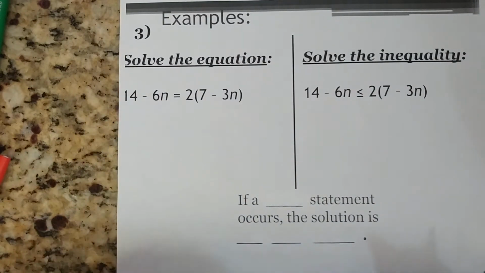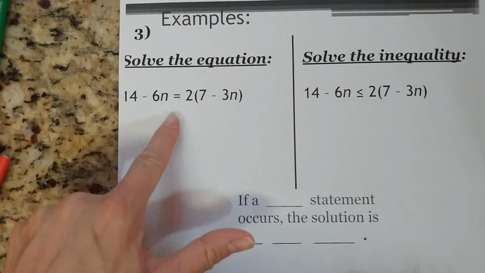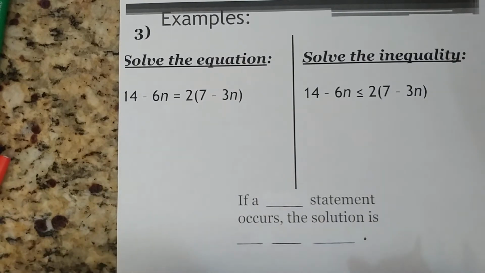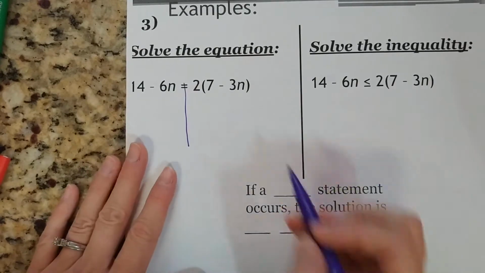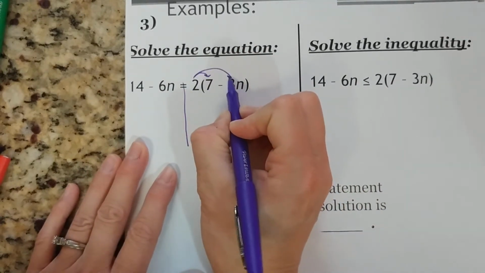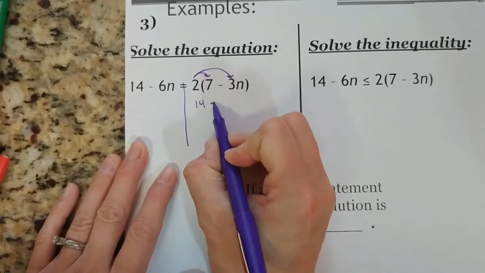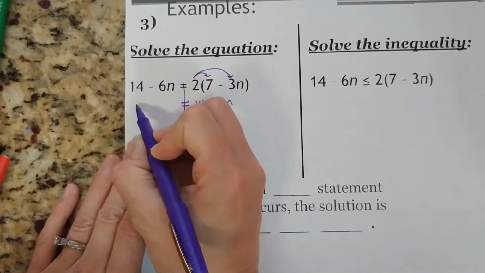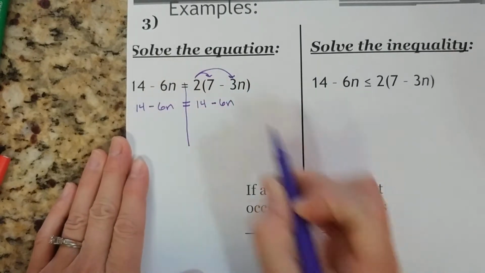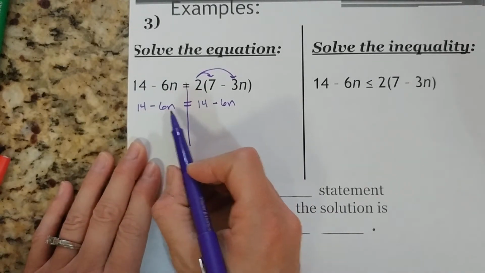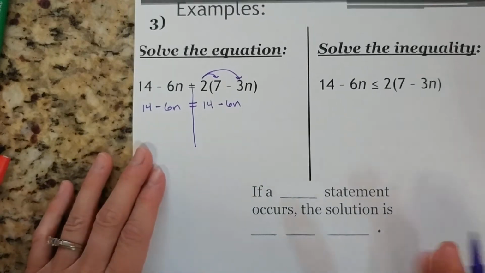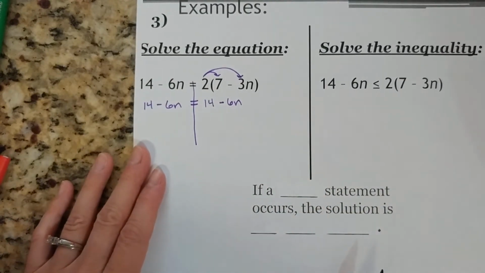So on the left here, there's an equation which you should be completely familiar with solving. So I want you to go ahead and solve it like you normally would in a regular equation. Go ahead. I'll do it, you do it. Already with the first step, I see that I have an identity. 14 minus 6n is equal to 14 minus 6n. And right now at this point, you can probably tell me that there's infinitely many solutions for n.